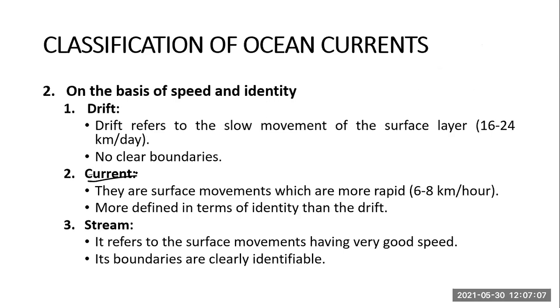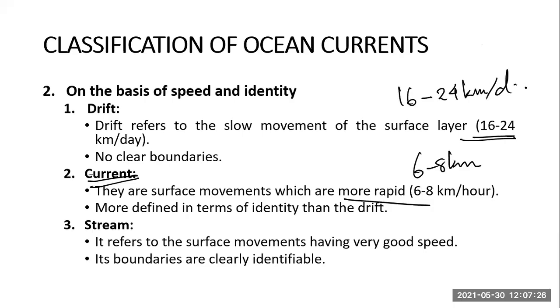Now, the second one, the terminology, we just call it an ocean current. Just current. They are surface movements which are more rapid, 6 to 8 kilometers per hour. In the case of drift, 16 to 24 kilometers per day was the speed. But when it comes to a normal ocean current, it is about 6 to 8 kilometers per hour. This is the speed of most of the ocean currents.